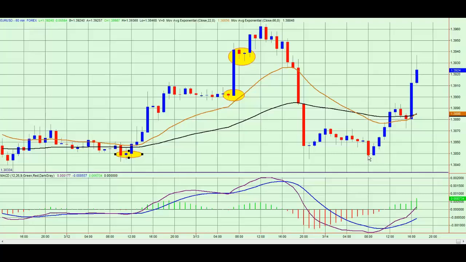Now, for confirmation that it is a turning point, we want to wait until the bullish candlesticks consume the bearish candlesticks. The red one is a bearish candlestick. The blues are bullish. So after the second candlestick, that closes above the bearish candlestick, and that is your confirmation that this area of support is valid.